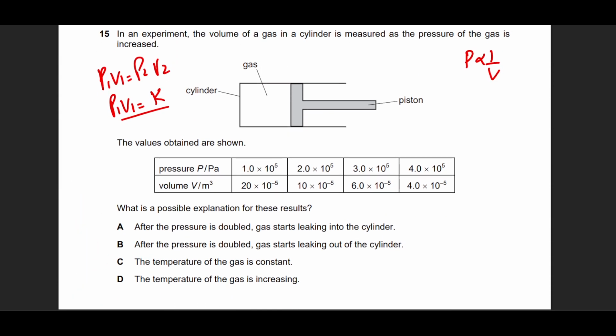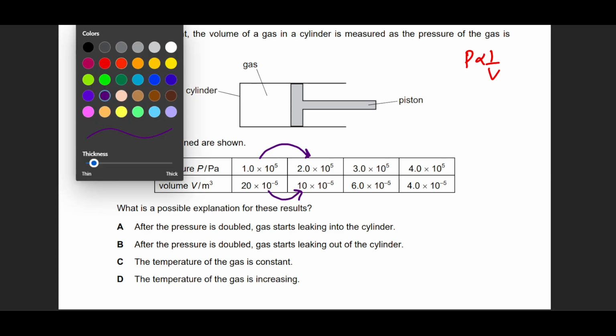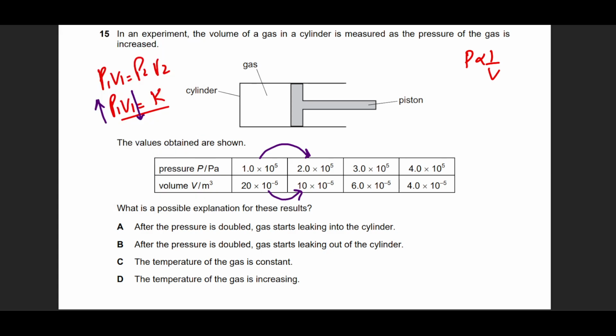Okay, so what's happening in this question? It says, what is the possible explanation for these results? So what are you doing? Let's see. You increase the pressure, or you can say you've doubled it. If you increase the pressure by 2 times, then the volume should decrease by 2 times, which we can see very clearly is happening. But we have to move forward as well. We have to check the other options. Is this true across the band?